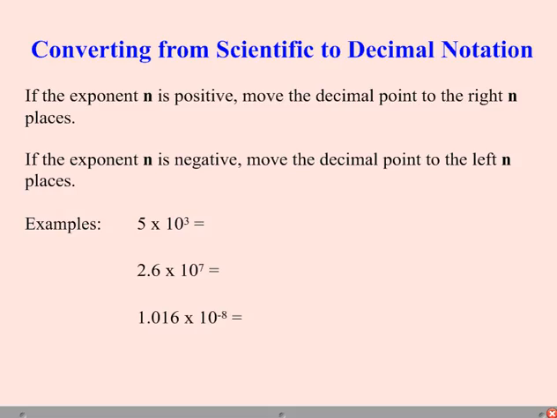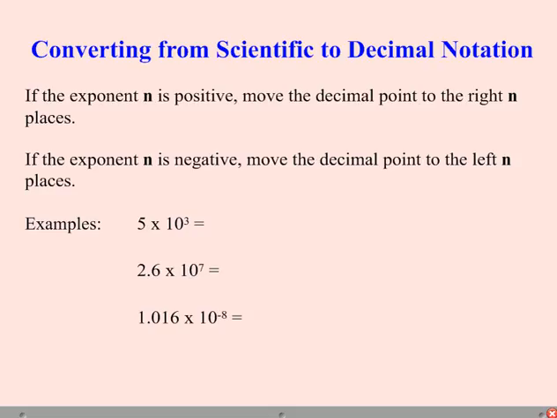Next, we're going to talk about converting from scientific notation to decimal notation. If the exponent n is positive, move the decimal point to the right n places. If the exponent n is negative, move the decimal point to the left n places. Let's take a look at these examples.